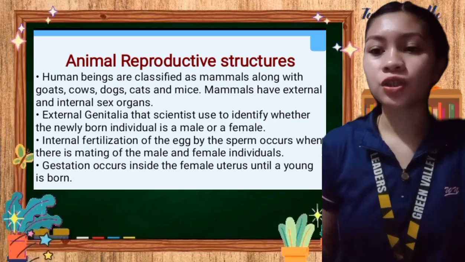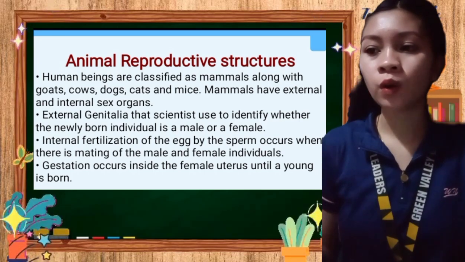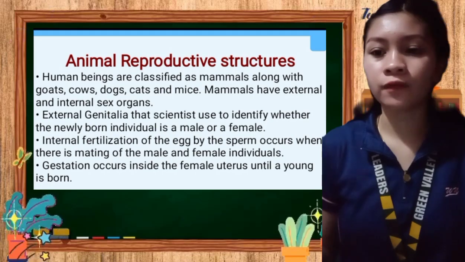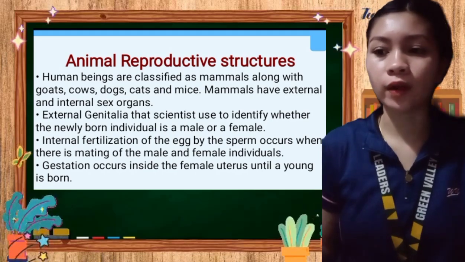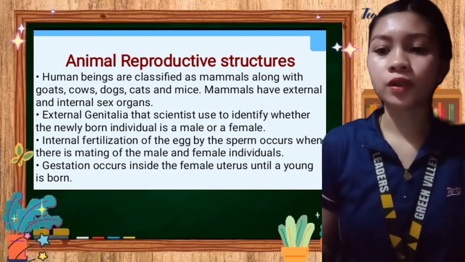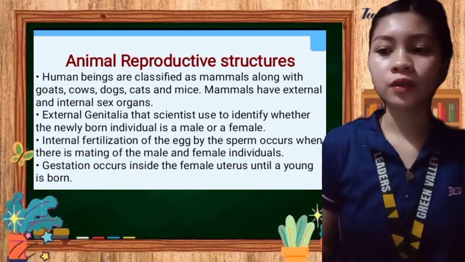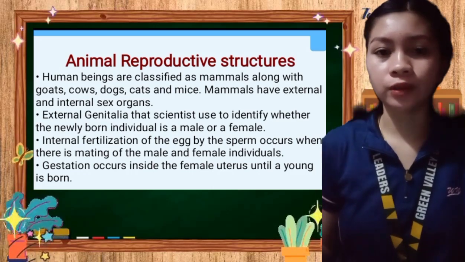Internal fertilization of the egg by the sperm occurs when there is mating of the male and female individuals. Gestation occurs inside the female uterus until a young is born.